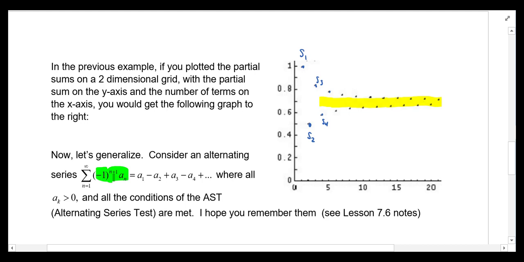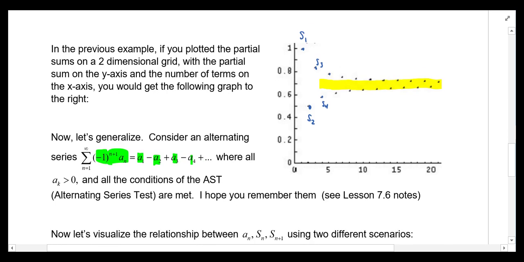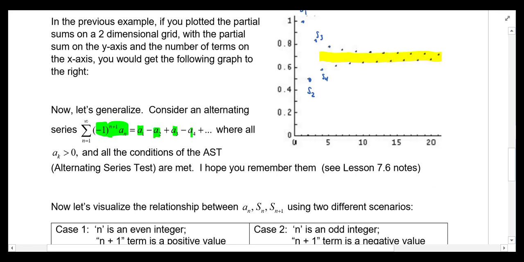Considering I have this alternating series, once again, it's positive, then negative, then positive, then negative, and goes on forever. What you will see is the following relationship. I want us to actually visualize what goes on between the actual term and the actual partial sums.